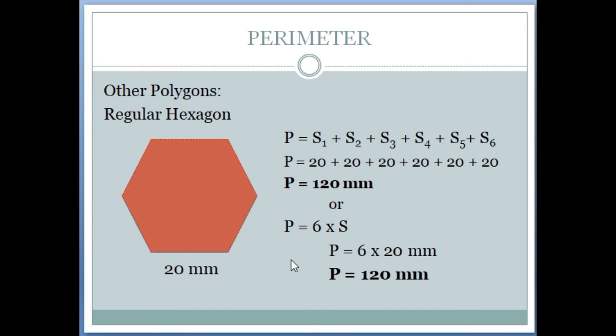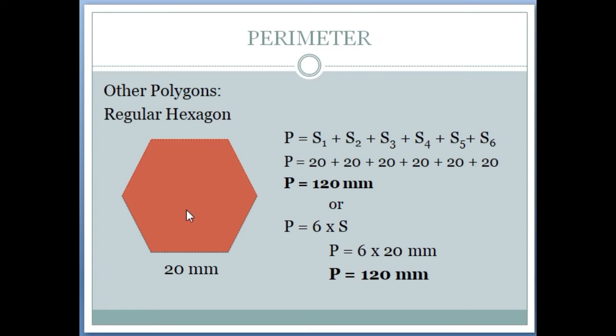Sunod naman natin ngayon ay tungkol sa other polygons. So first, let us deal with regular polygons. Yung mga regular polygons, ito yung mga kinds of polygon na may pare-parehas na measurement sa bawat side niya. So, for example, we have a regular hexagon. A hexagon has 6 sides.